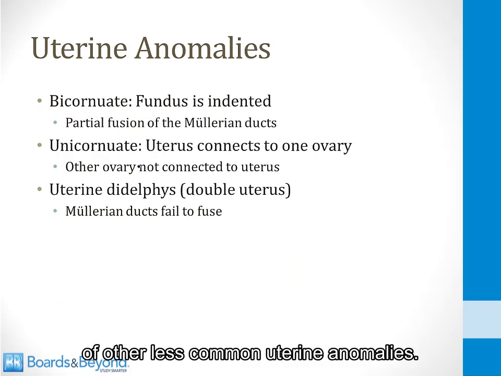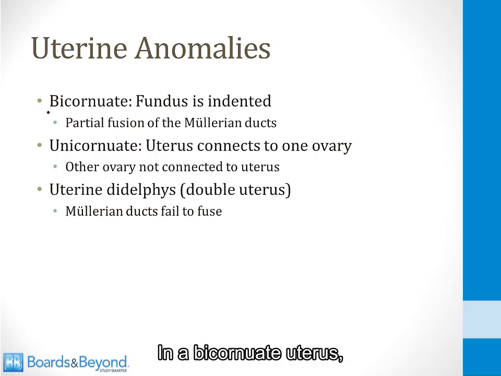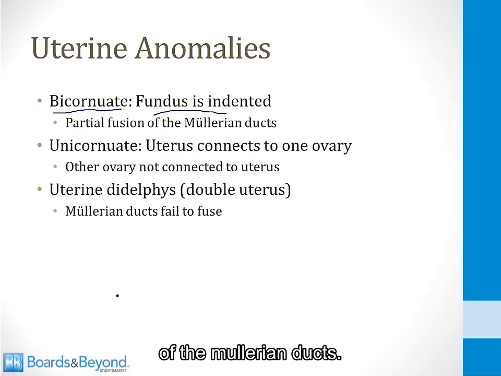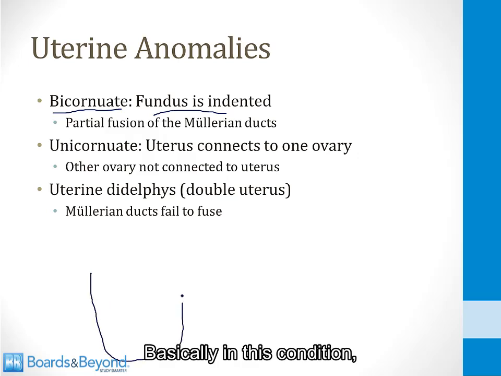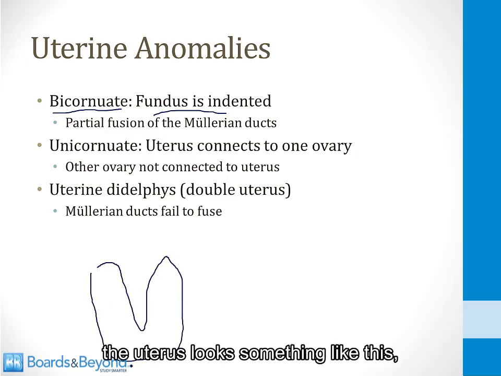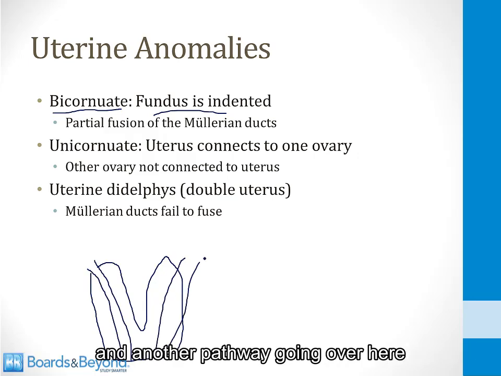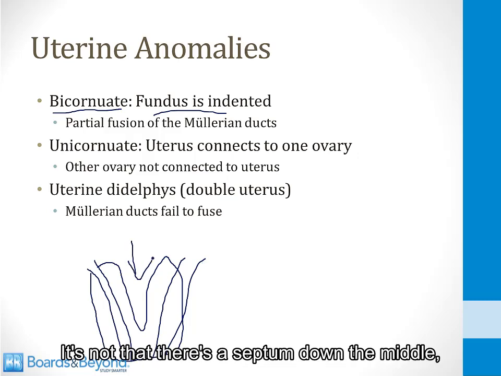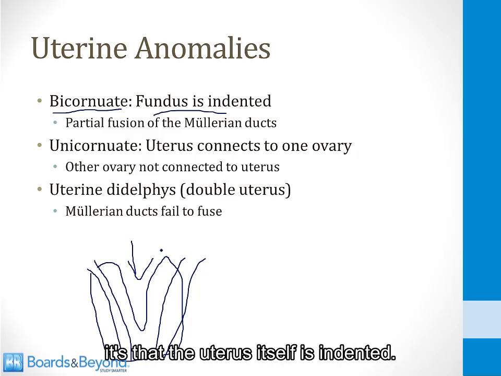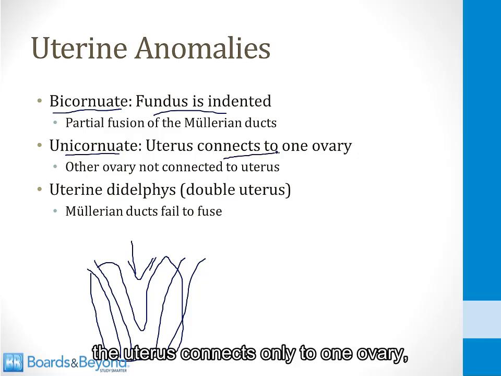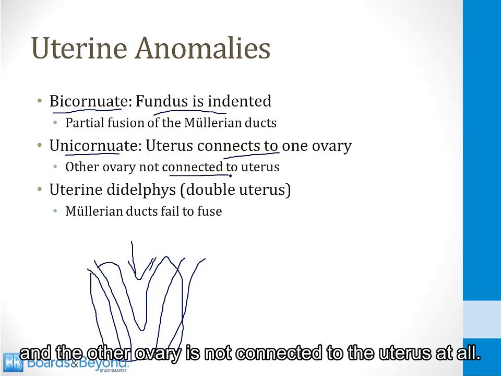And then there are a number of other less common uterine anomalies. In a bicornuate uterus, the fundus is indented due to partial fusion of the Müllerian ducts. Basically, in this condition, the uterus looks something like this, with one pathway going over here to one fallopian tube and another pathway going over here to another fallopian tube. It's not that there's a septum down the middle like we talked about in a septate uterus, it's that the uterus itself is indented. In a unicornuate uterus, the uterus connects only to one ovary and the other ovary is not connected to the uterus at all.